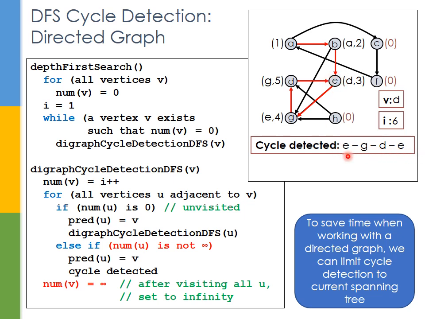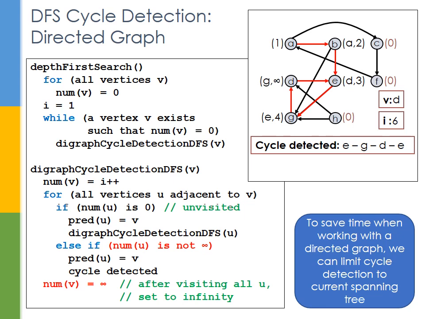However, notice that the order that we report the cycle in must obey the directionality of these edges. So we visited these vertices in the order E, D, G, and E, so we report these vertices in the opposite direction. All right, so now we've detected our first cycle.